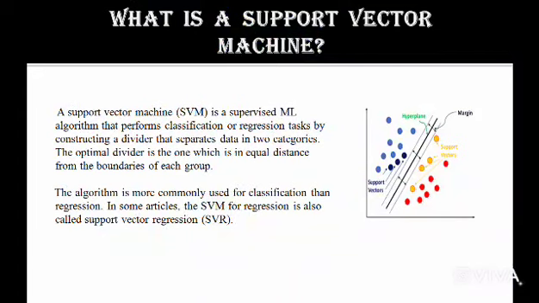A support vector machine is a supervised ML algorithm that performs classification or regression tasks by constructing a divider that separates data in two categories. The optimal divider is the one which is at equal distance from the boundaries of each group. The algorithm is more commonly used for classification than regression. In some articles, the SVM for regression is also called support vector regression.